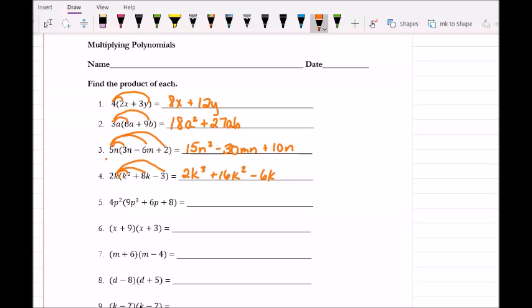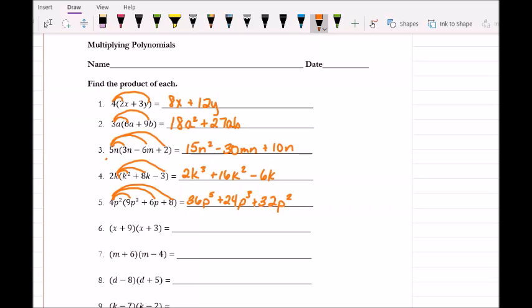a base of k, they're all to different powers, so they're not like terms. And number 5, 4p squared times 9p to the third would be 36p to the power of 5, 2 plus 3. Then 4p squared times 6p is 24p to the third. 4p squared times 8 is 32p squared. Okay, so what we did there in those first 5 questions was multiply a monomial by a binomial or a trinomial. And you can also use that same method if there were more terms. If you had 4 terms, 5 terms, you just keep distributing.